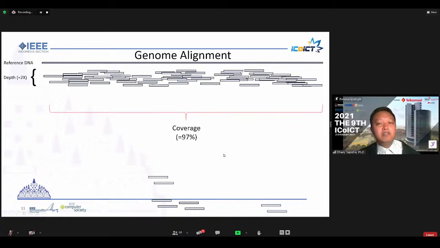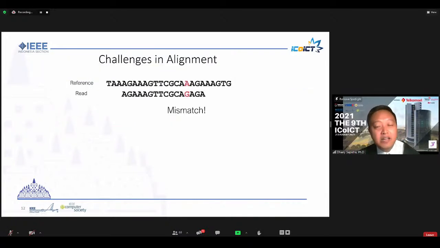And then we calculate how much of the coverage, is it 100%, or is there a 3% difference with the Wuhan reference DNA, for example? If it's different, then where is the difference? We need to know where the mutation is located. And then the challenge in the alignment algorithm, of course, is computer science related. So bio people have to learn about this computer science algorithm.